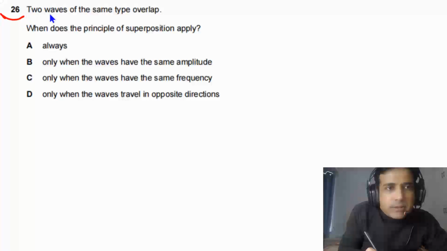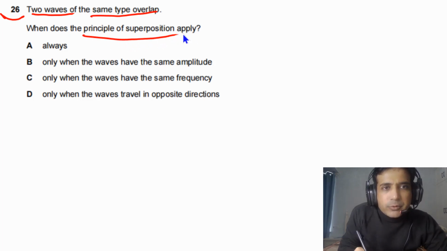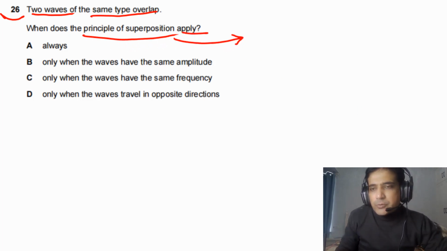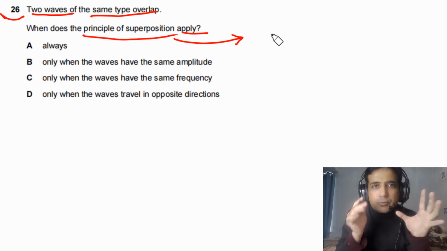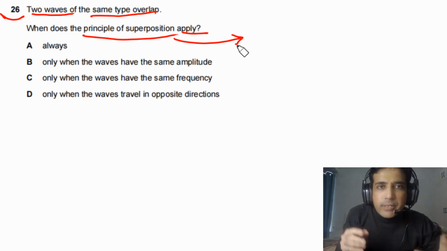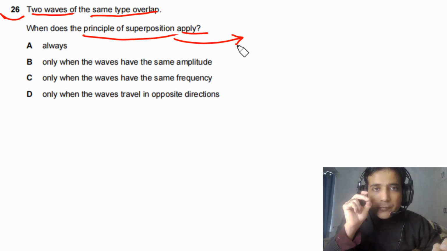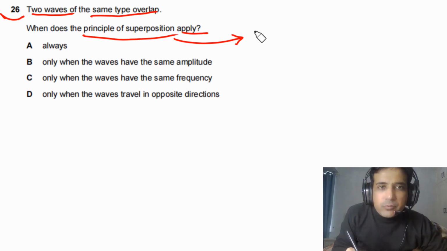For question number 26, it is given to us that two waves of the same type overlap. When does the principle of superposition apply? First of all, let's try to understand what the principle of superposition is. The principle of superposition simply tells us that when two waves meet, the resultant displacement of the resultant wave is the vector sum of the individual displacements of the waves.